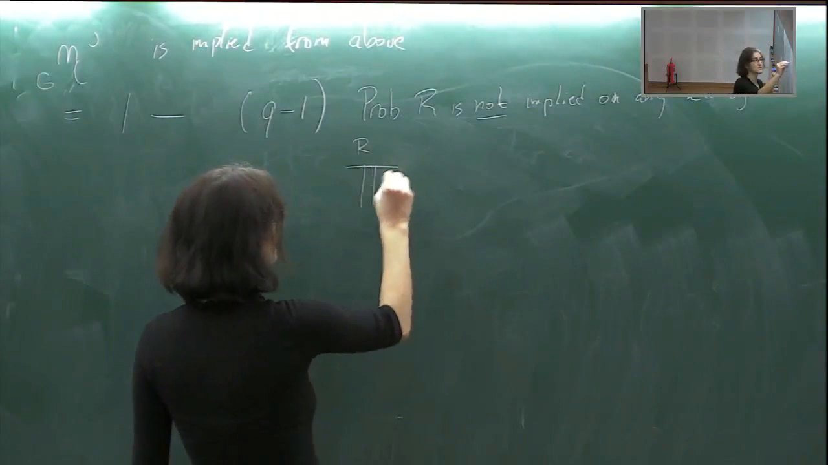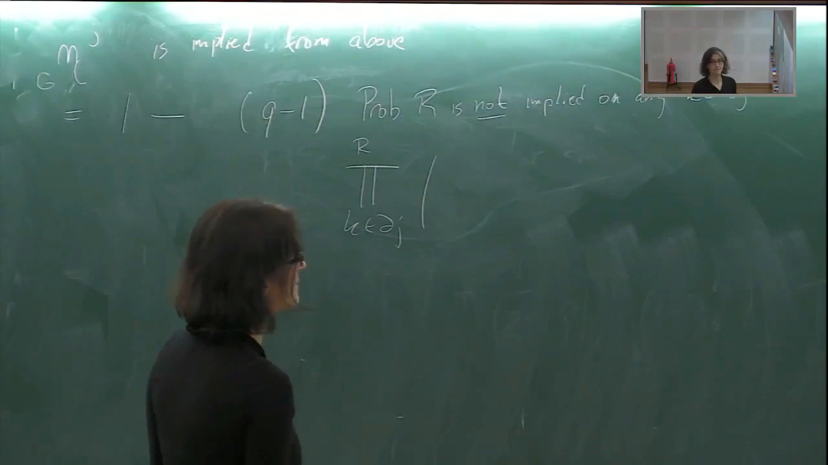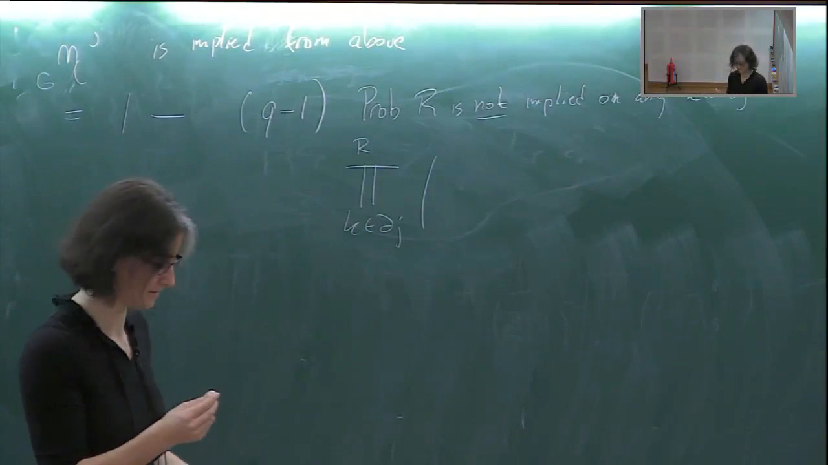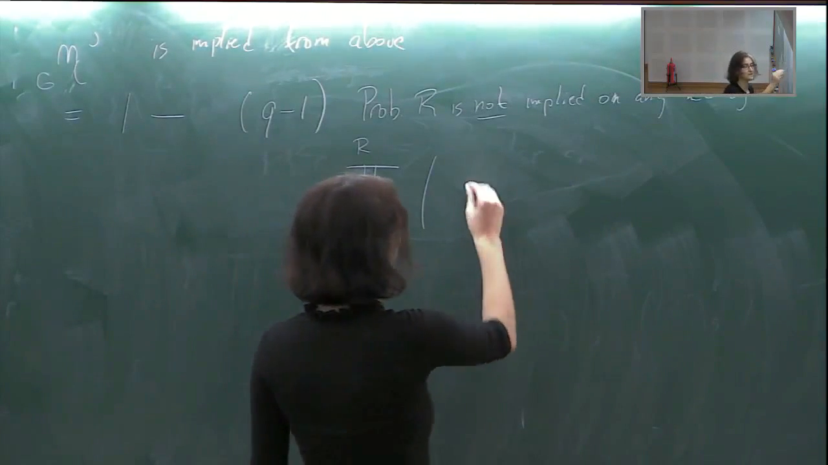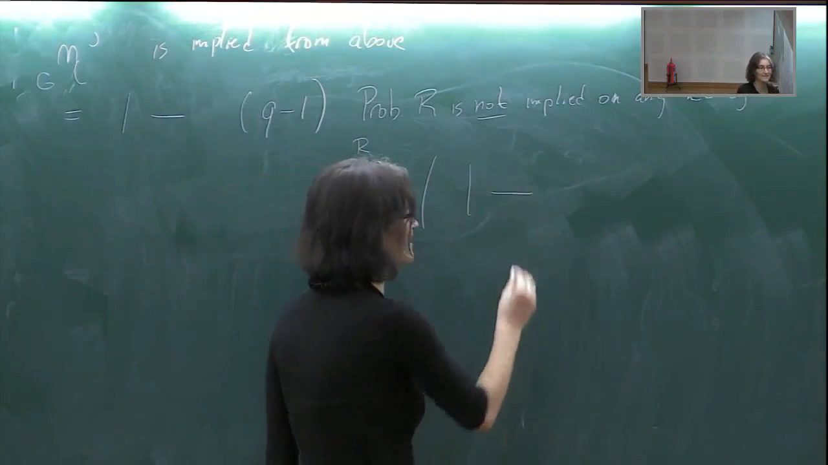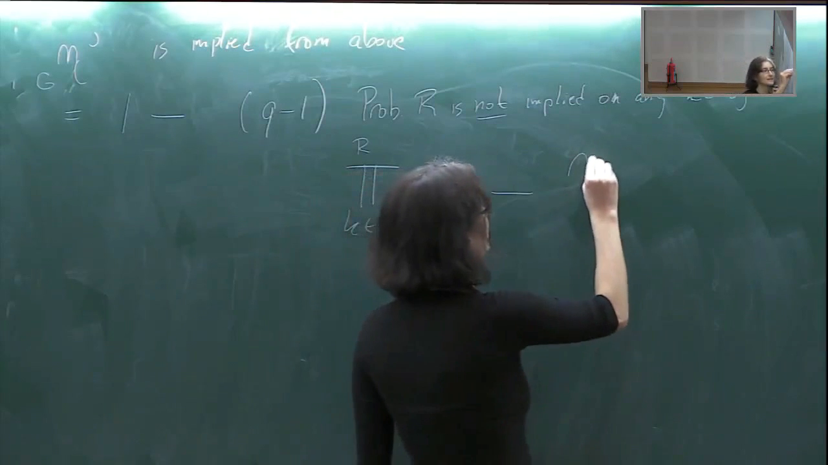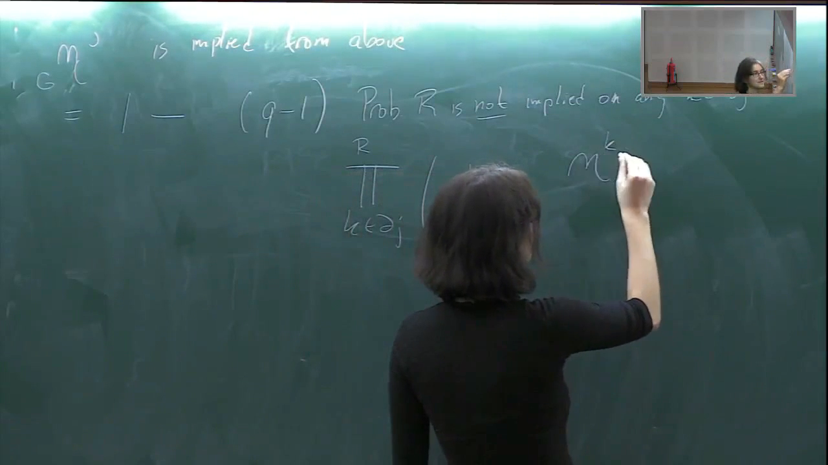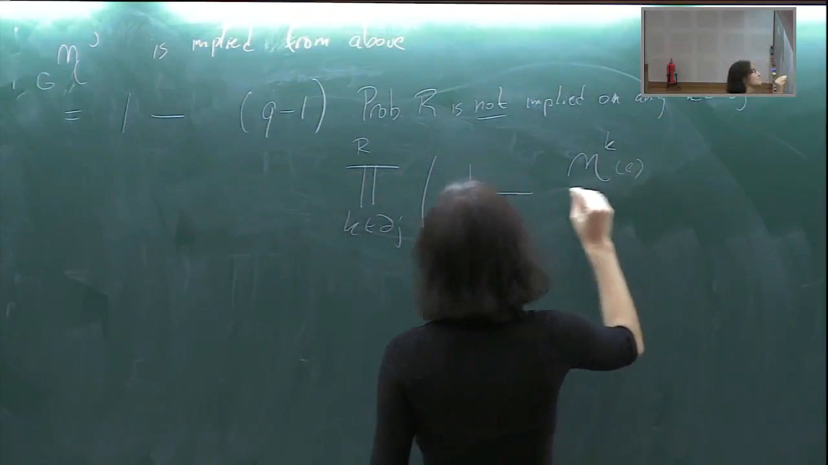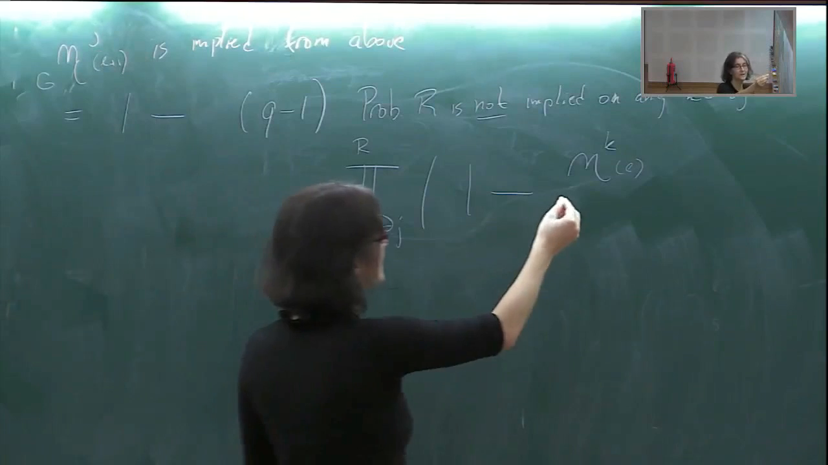So this is just the product over all the k of what? Of the probability that a given one of them is not implied. Okay, but what's the probability that a given one of them is not implied? Well, it's again 1 minus the probability that it is implied. The probability that it is implied was this eta k in the generation before, so this would be the generation L and this would be the generation L plus 1, if you want.